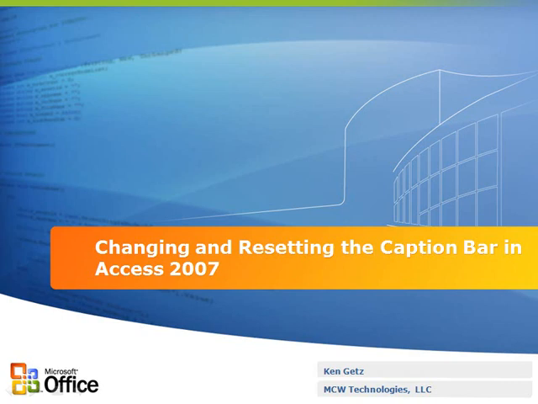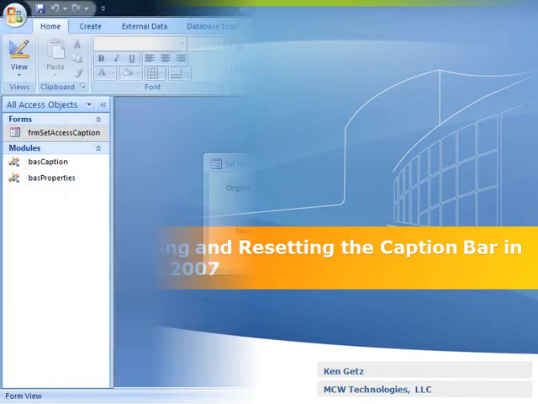In this presentation, you'll learn how to change and reset the caption bar within Access 2007. This is actually quite easy, except for the fact that you have to work with some database properties that may or may not yet exist when you want to change the caption bar. In this presentation, you'll learn how.